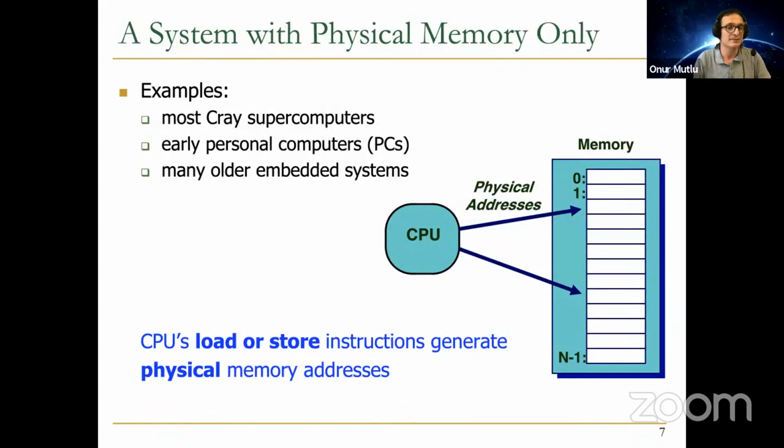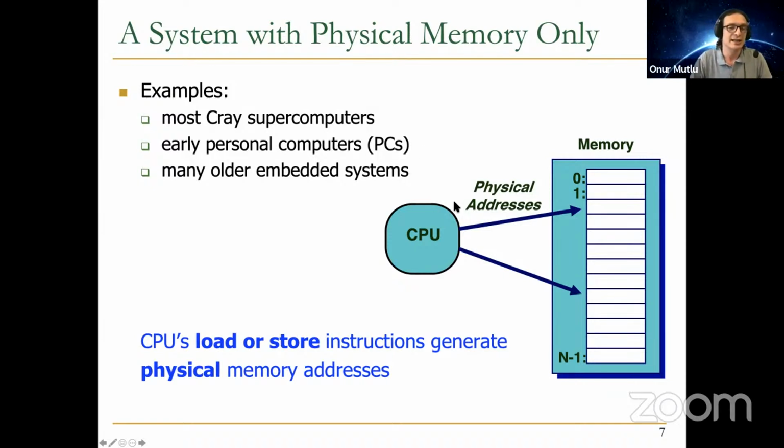So let's take a look at a system with physical memory only. This is what we have assumed so far, basically. CPU load and store instructions generate physical memory addresses. This could be an accelerator also. It could be any computation unit. Whenever you're accessing memory, you're really accessing directly physical locations, right? Examples: early supercomputers, certainly most Cray supercomputers, early personal computers, many older embedded systems are like this. Many modern systems, except for accelerators, actually have virtual memory today. In fact, even GPUs are moving towards having more sophisticated virtual memories today, going into the future.